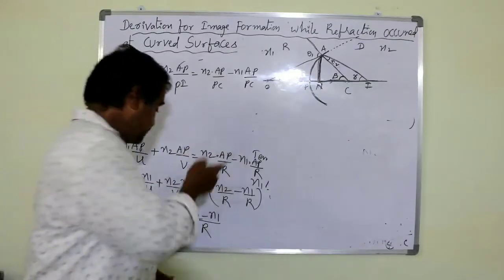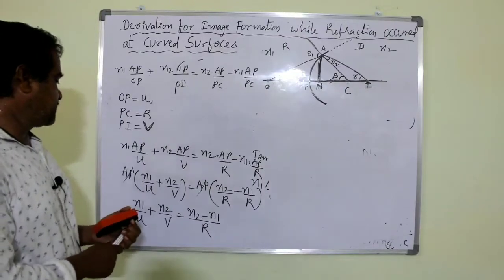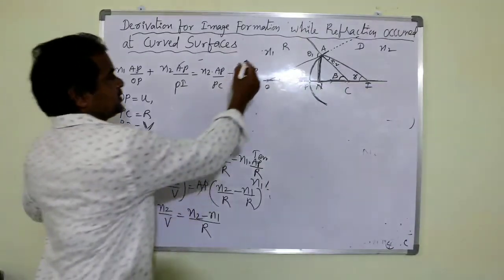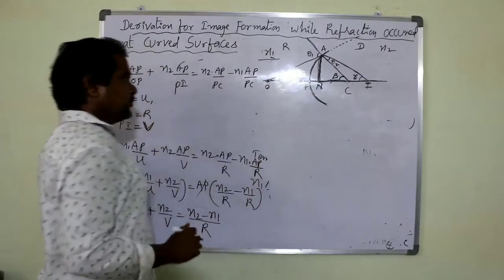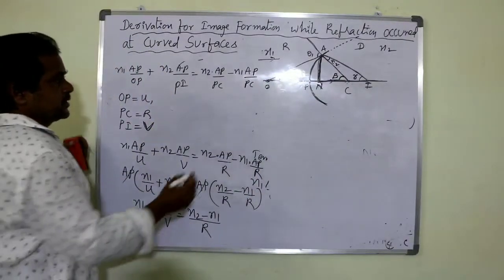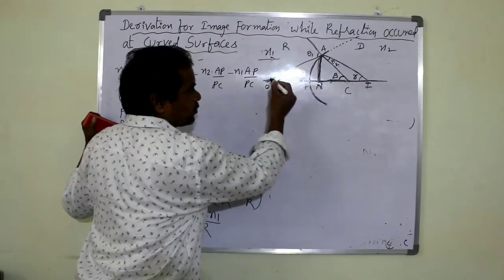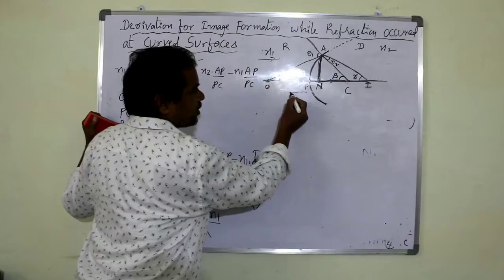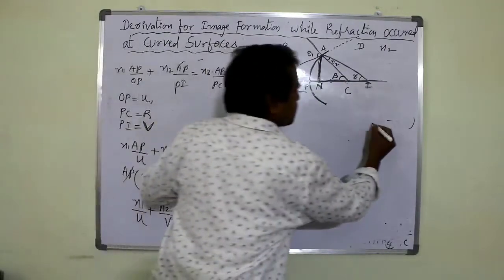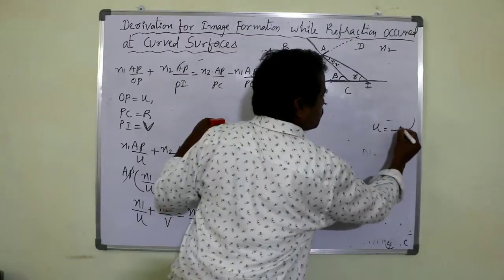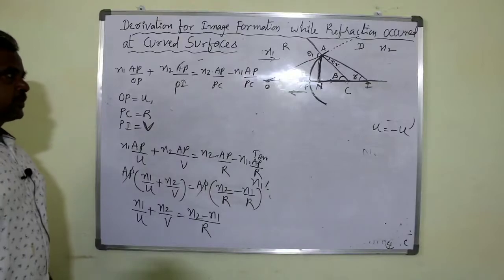If we apply these sign conventions to this equation, here the incident light direction is like this because the object is here. Distance of the object means we should measure the distance of the object from the pole to the object. Here we are moving opposite to the incident light direction, so the distance of the object becomes minus u.